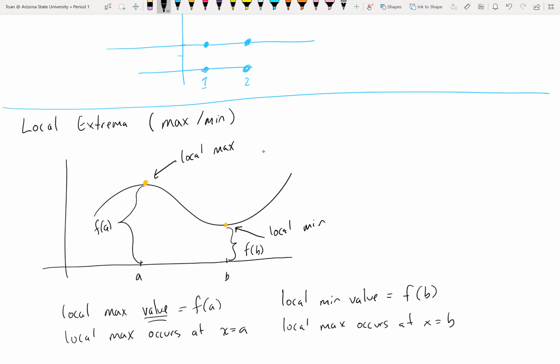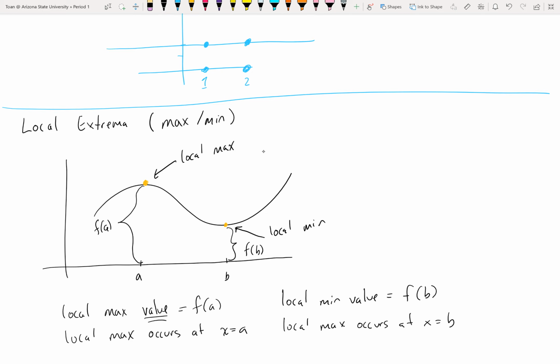And trust me, it happens every single year. I put a problem like this on the tests. Now this is a 5 and this is a 2. And I say, hey, what's the local maximum value? Kids always give me 2, which is wrong. The local maximum value would be 5. The local max happens at x equals 2. That's correct. But the local maximum value would be 5.